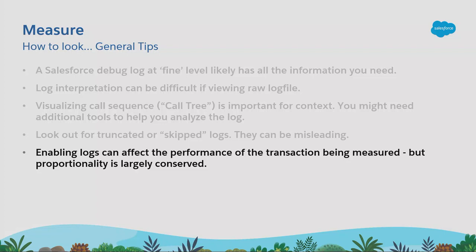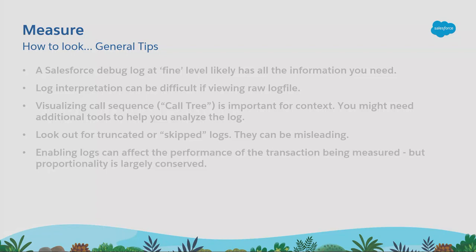So, another comment I hear a fair amount is how much does enabling logs affect the transaction that you're trying to measure? What I found is it definitely does affect the transaction, but for the most part, the proportionality is conserved, meaning if some part of your transaction processing, according to the logs, is taking twice as much as another part, that's usually a good indicator that the first one is worth looking at and the second one maybe not so much. Okay, next.